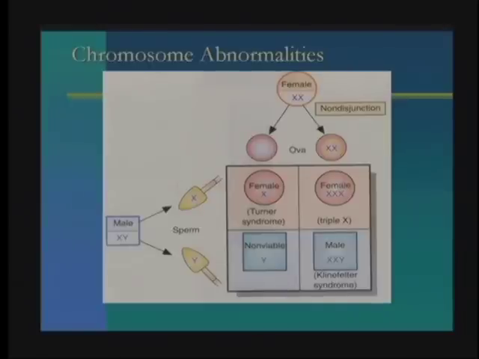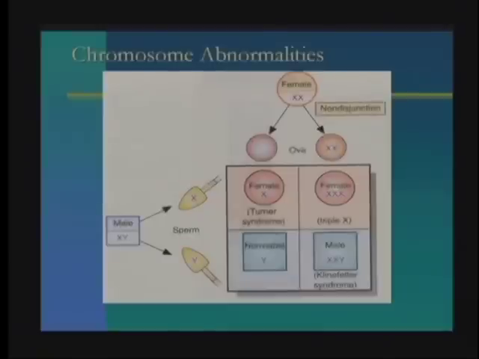This is the exception. And this exception happens because there's a lot less genetic material on the sex chromosomes than there is on the autosomes. So you can actually survive with just a single X chromosome and not have the second chromosome.